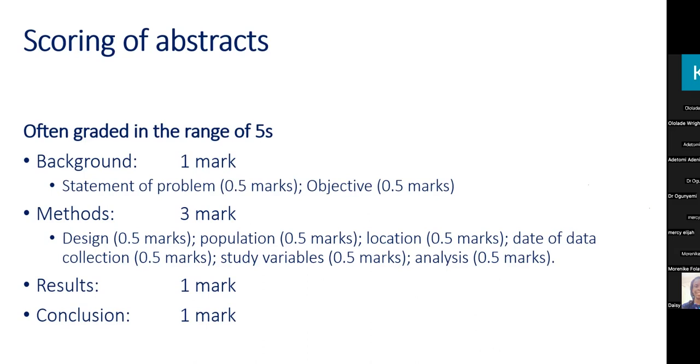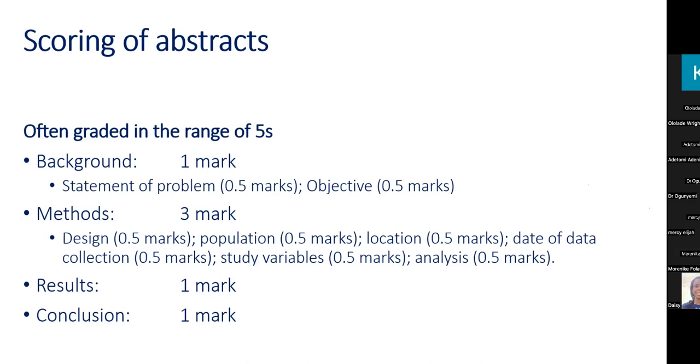When they look at the background, they'll say score 1. A statement of problem, 0.5, objective 0.5. Many times they don't structure it like that. But when we're saying a background means two things, there must be two sentences there. Your statement of problem, 0.5, your objective, 0.5. If you don't write a statement of problem, then you've lost a mark.